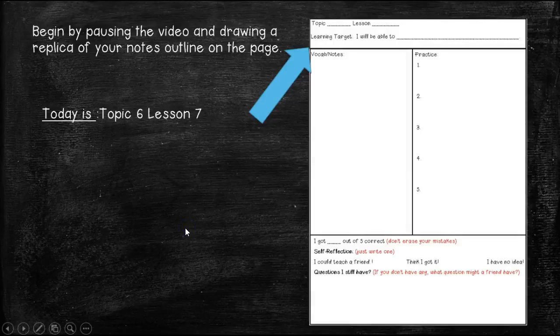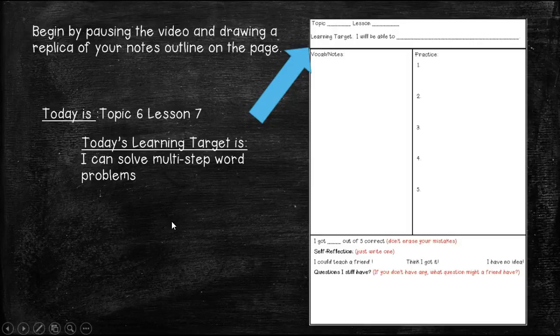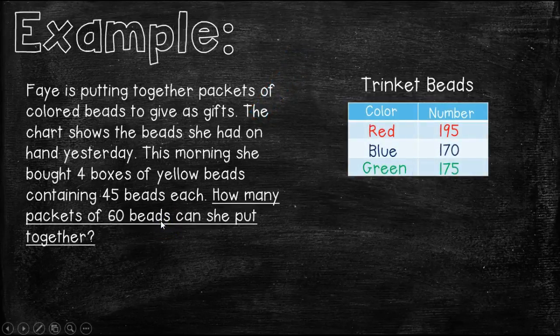Today we're talking about Topic 6, Lesson 7, and our learning target is I can solve multi-step word problems. Not going to lie to you, sometimes this can be difficult for a lot of students, so we're going to take it slowly, go over a couple of different strategies, but you need to help me by making sure that your brain is turned on and you're really thinking through the problems. Here's our first example.